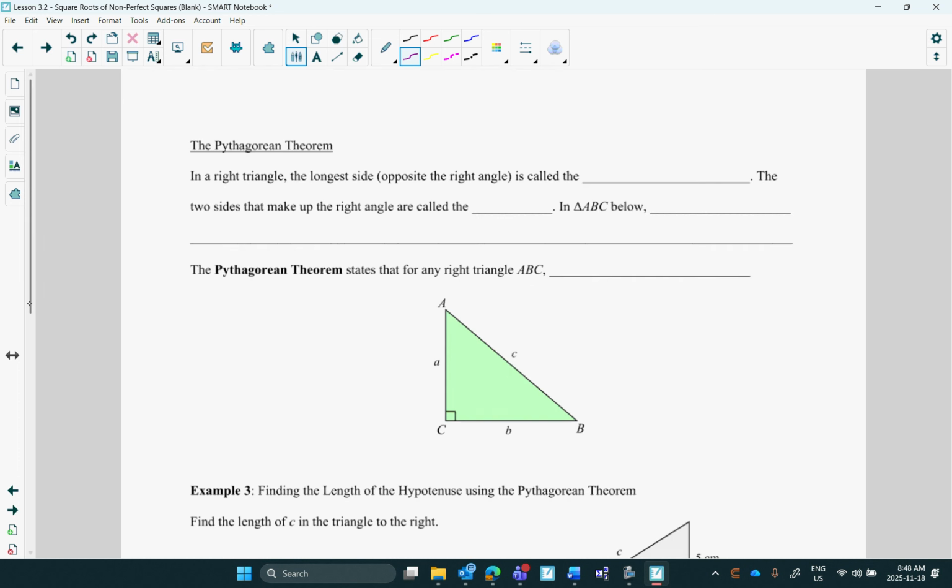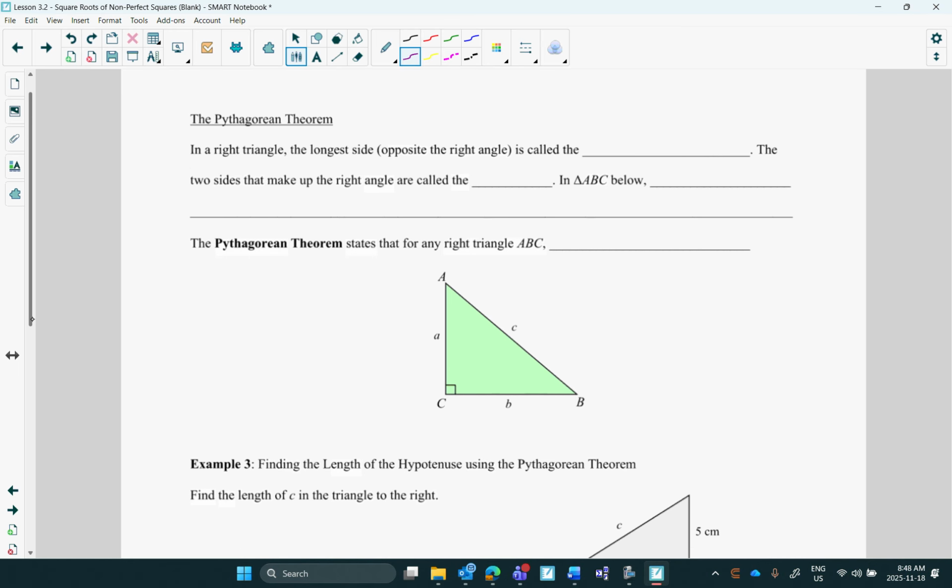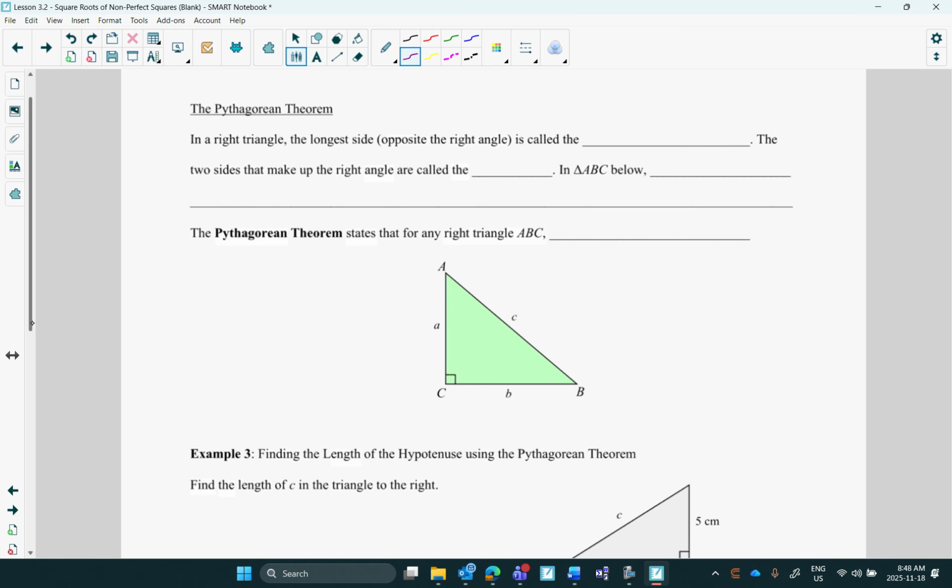So where's one area that we use square roots? You should be familiar with this. Pythagorean theorem, or the Pythagorean theorem. I don't know how they pronounce it. I don't know what the proper pronunciation is.